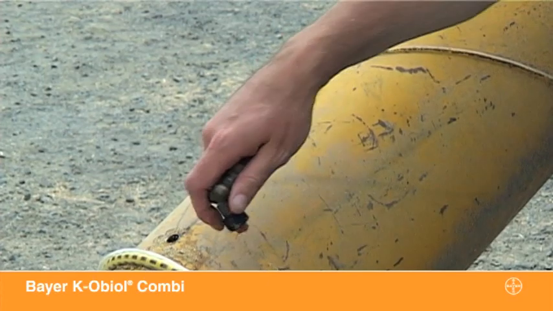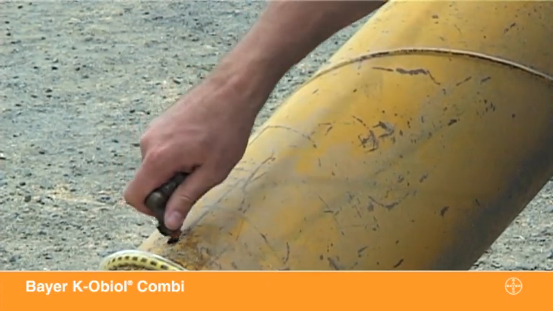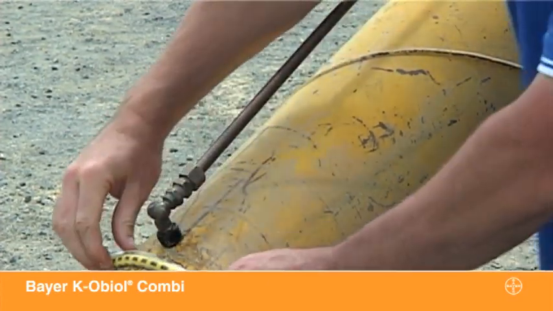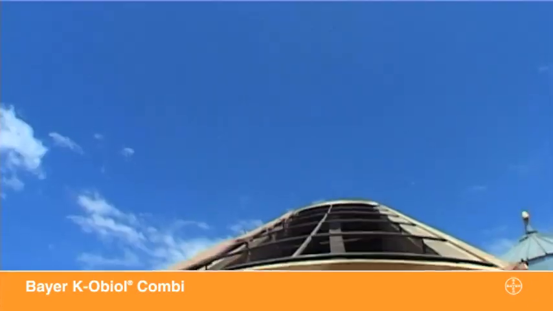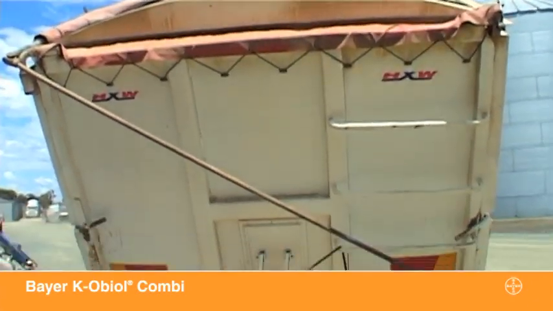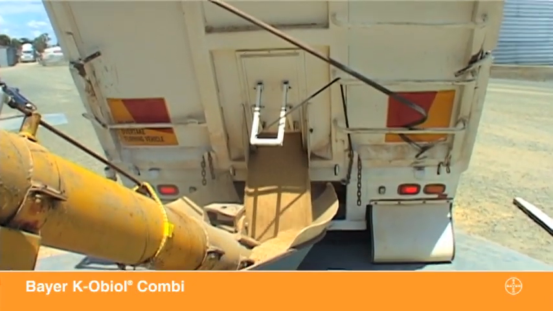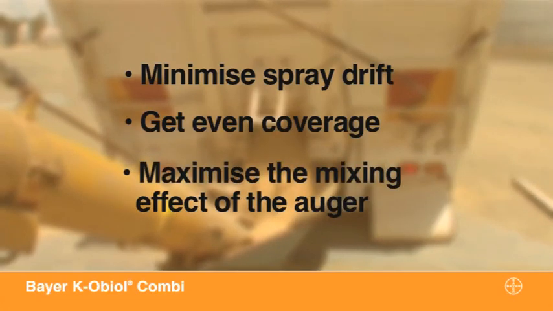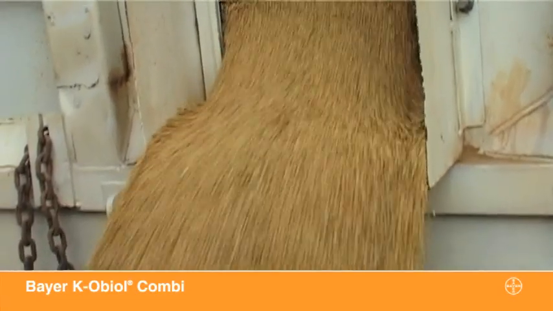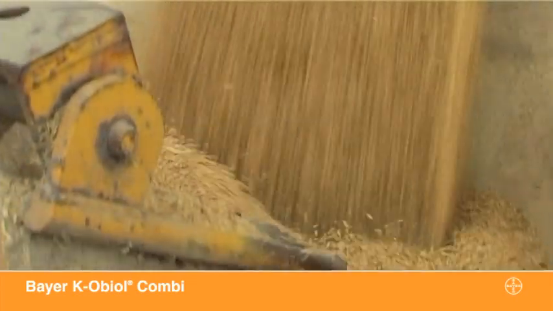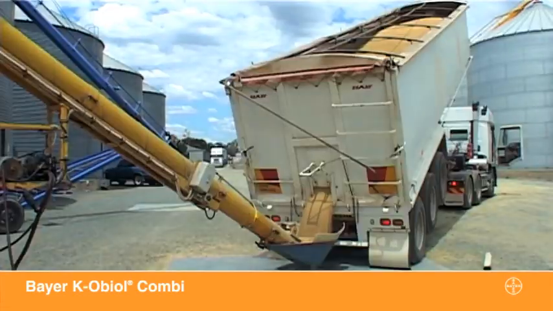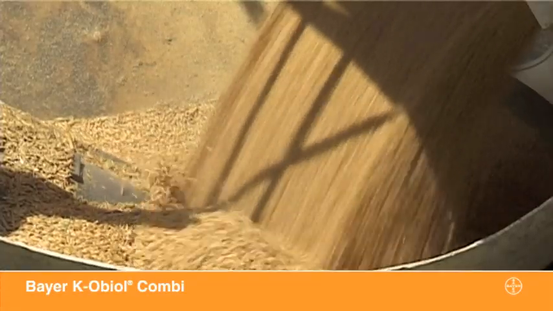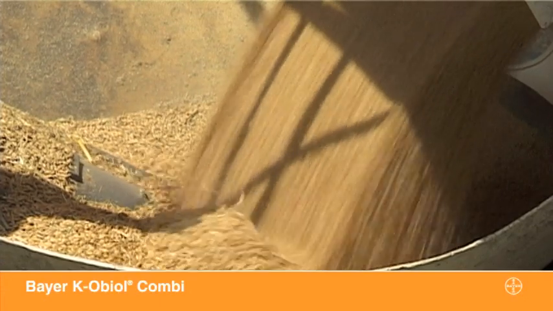Step 2. Set up your spray unit. Locate your nozzle and adjust as required. No doubt many of you have your own system, but whatever way you do it, the objective should be to minimise spray drift and get even coverage of your grain and maximise the mixing effect of the auger. As you can see, we have ours set up to go directly into the barrel of the auger, fairly close to where the grain is picked up, which is a good way to go. Spraying the grain before it enters the auger is not recommended, as it does not give even coverage.